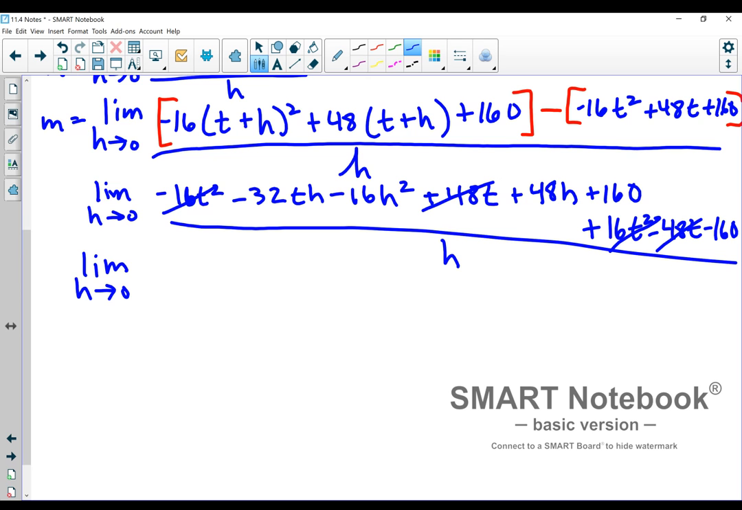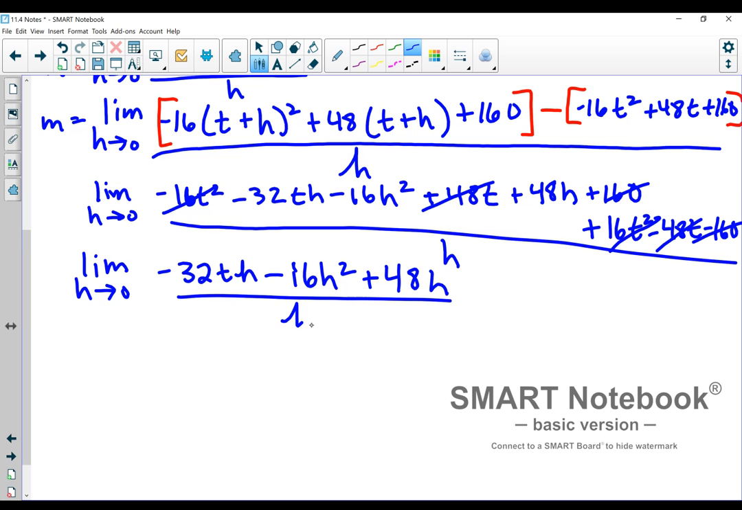Negative 48t plus 48t makes a 0. 160 minus 160 makes a 0. So we're left with only stuff that has h's in it. So negative 32th. And next year in calculus, you will learn a really super fast way to find this expression. It's kind of painful to do this when I know that there's a much faster way.